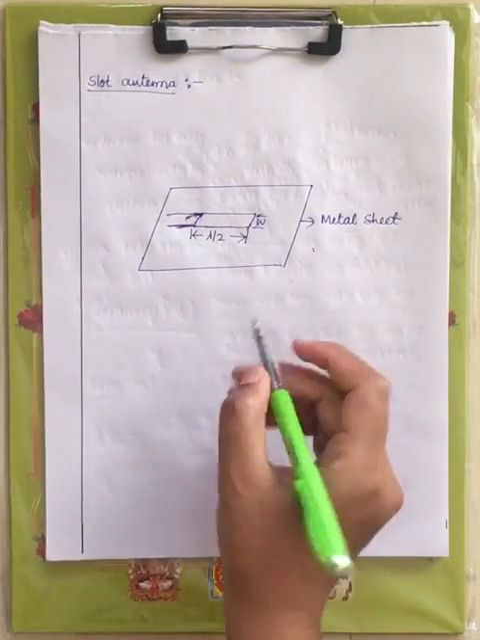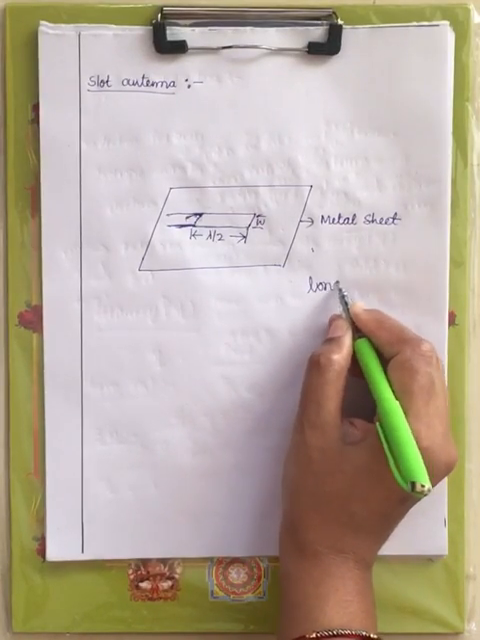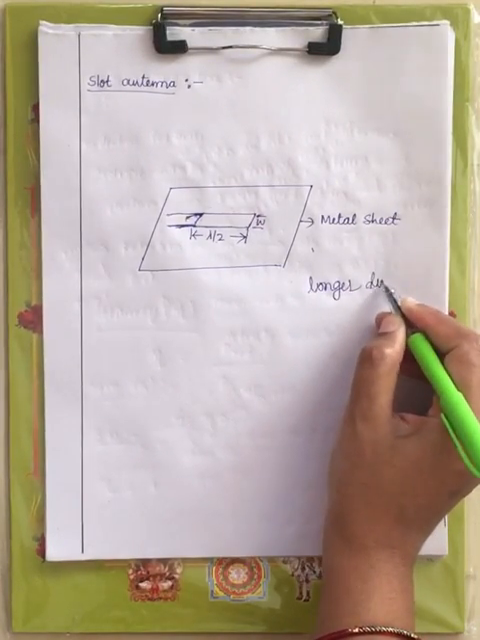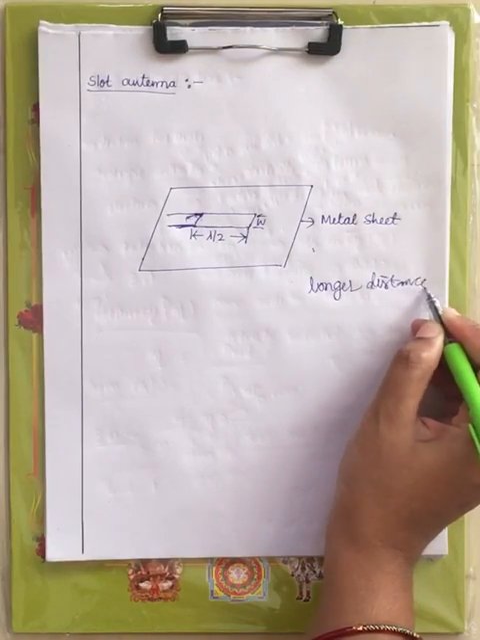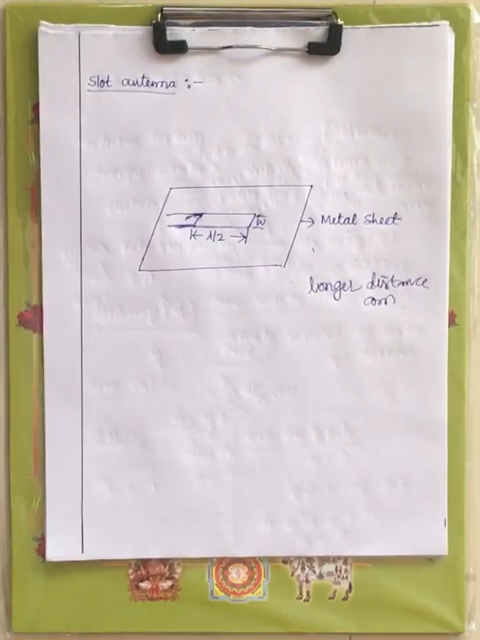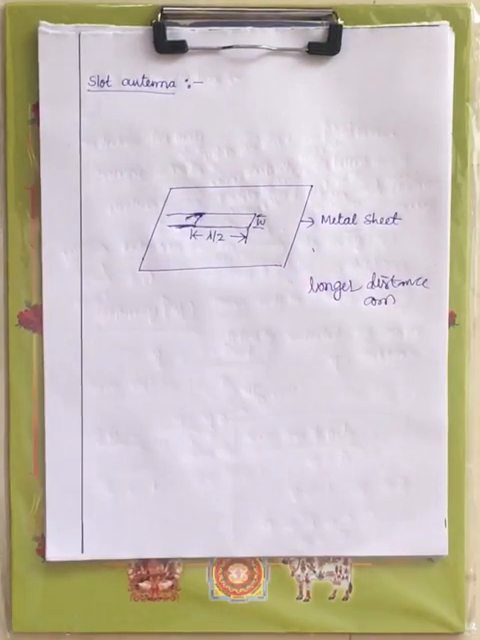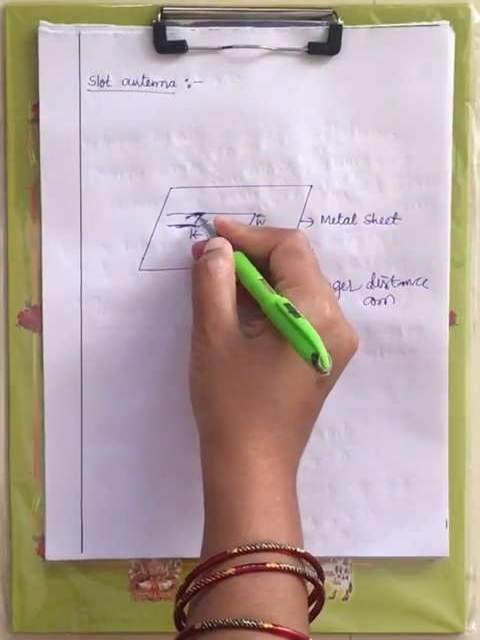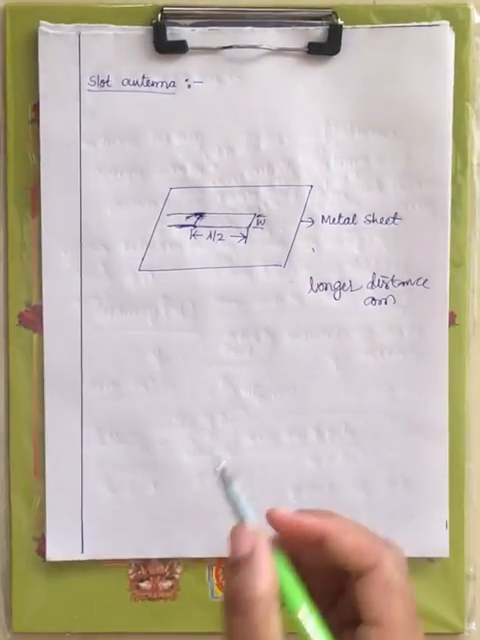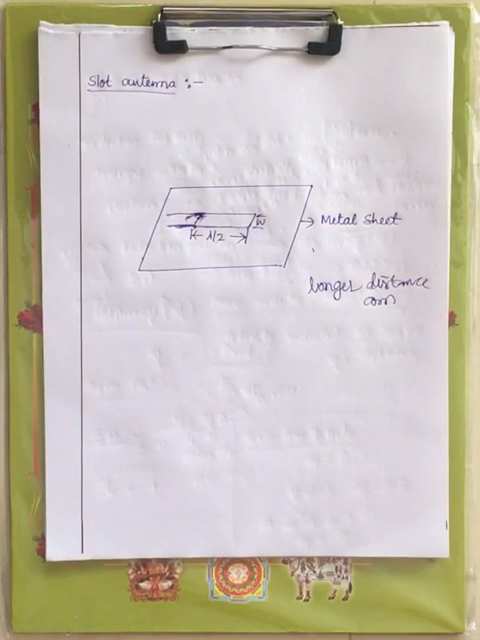That's why it is called a slot antenna, and it supports longer distance communication. Now you are giving the input along this slot either by a two-wire transmission line, or coaxial line, or by the waveguide, which is nothing but a rectangular waveguide. Its feeding is done by either a two-wire transmission line, or coaxial line, or the waveguide.